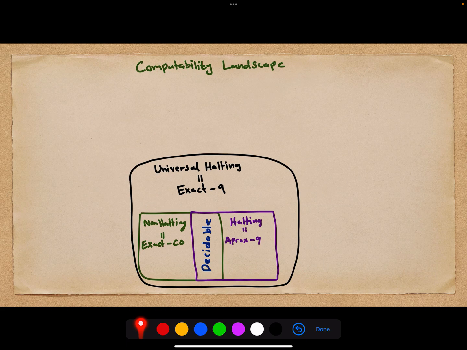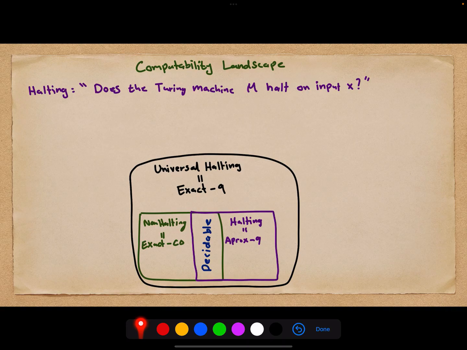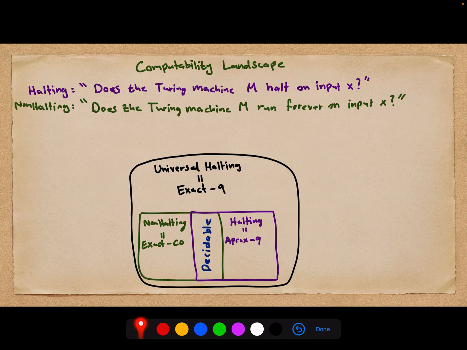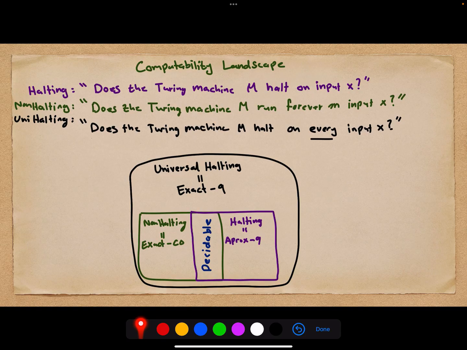So this is again the complexity landscape of these problems associated to the values of non-local games. To recap, the halting problem is the problem where we're given a Turing machine M and an input X, and we want to decide if that Turing machine run on that input halts. Non-halting is the converse of that problem, and universal halting asks if I'm given a Turing machine, does it halt on every single possible input that it may be run on?